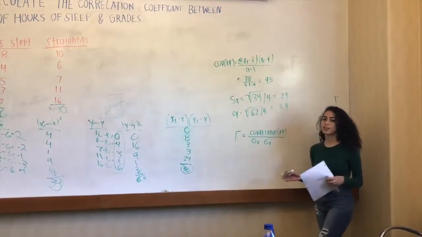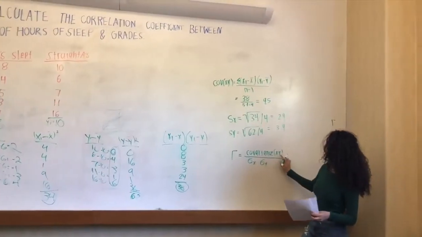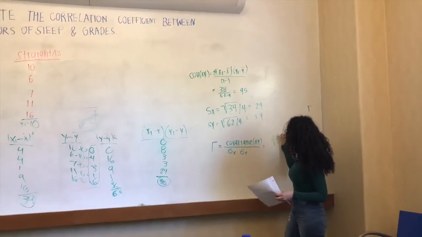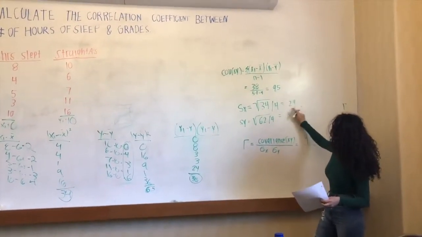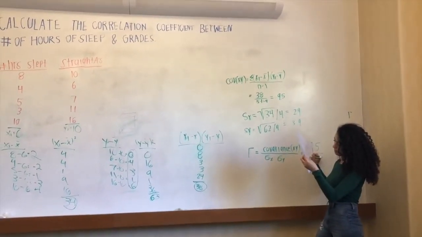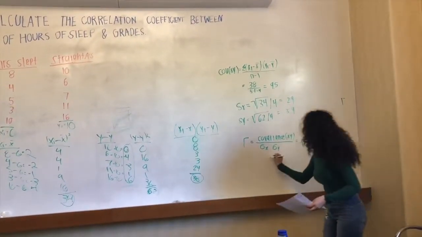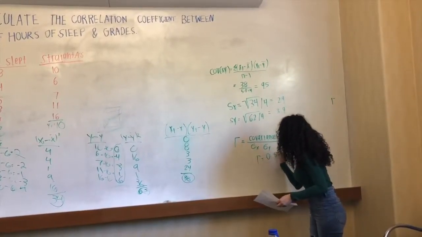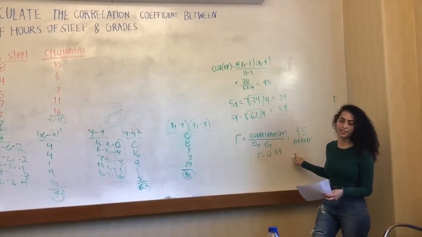The final step is to calculate Pearson's R, and this is the formula for Pearson's R. We're going to plug in the covariance of XY, which is 9.5, over the value of X and the value of Y, which we solved right here. So it's going to be 2.9 times 3.9. Once we calculate this, Pearson's R is going to be 0.53, which is going to determine the correlation coefficient between number of hours slept and grades.